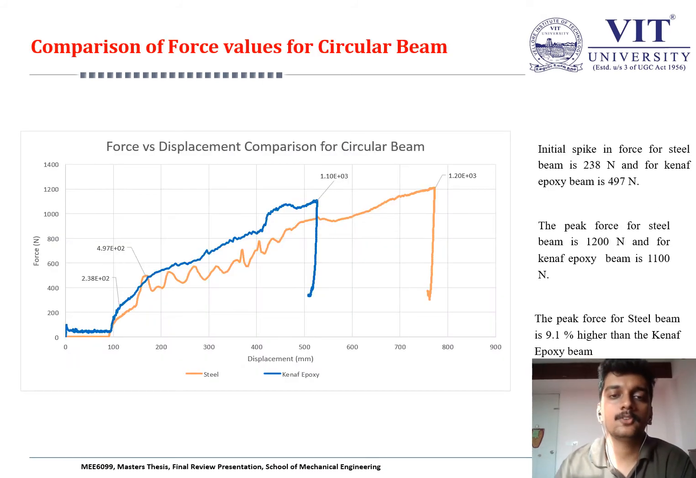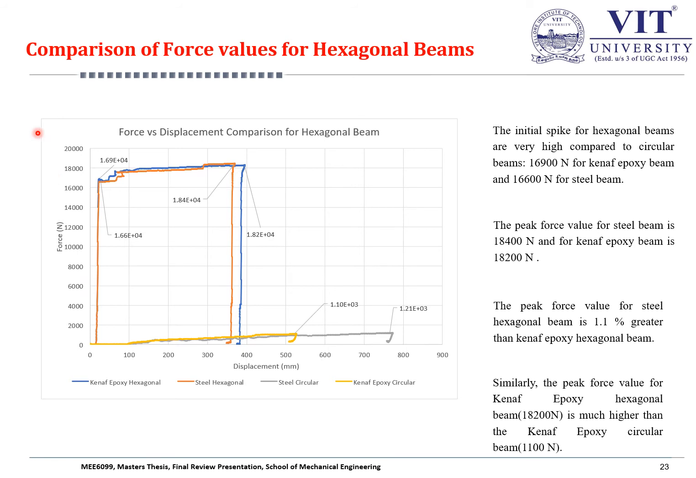So this is the comparison of force values for the circular beam. For the circular beam, I have introduced the materials steel as well as canap epoxy, and it is understood that the peak force value for steel is 1200 Newton, and the peak force value for canap epoxy is 1100 Newton. So the peak force value for the steel beam is 9.1% higher than the canap epoxy beam.